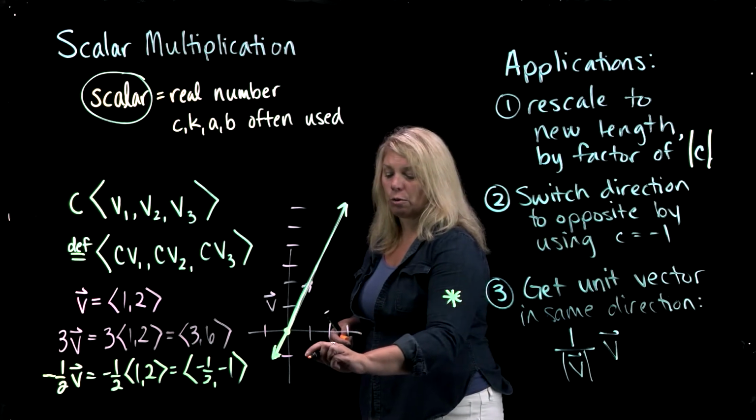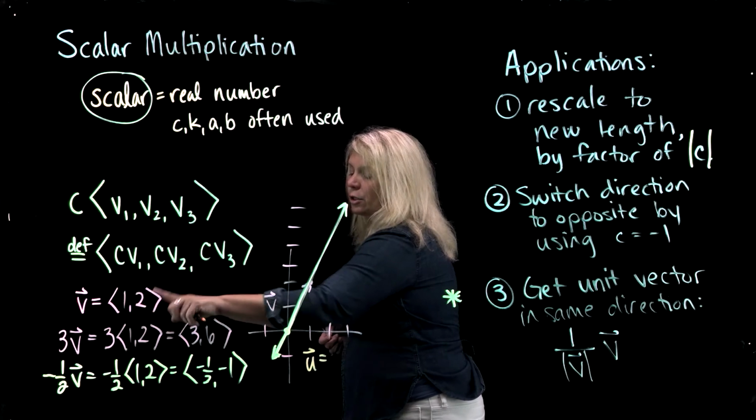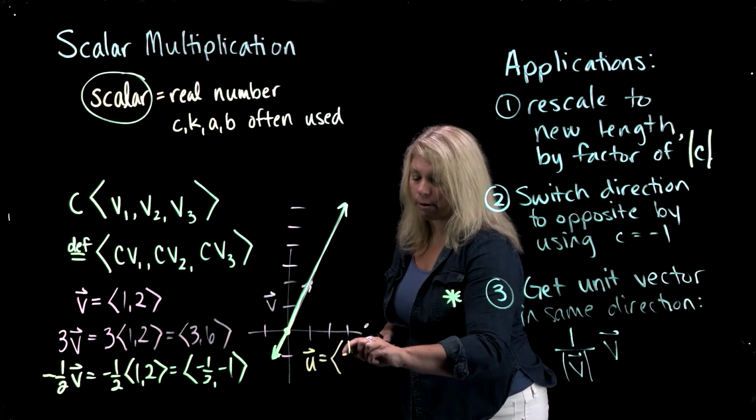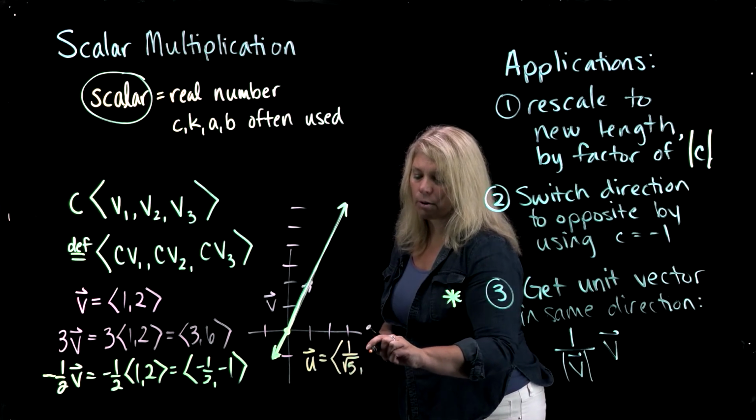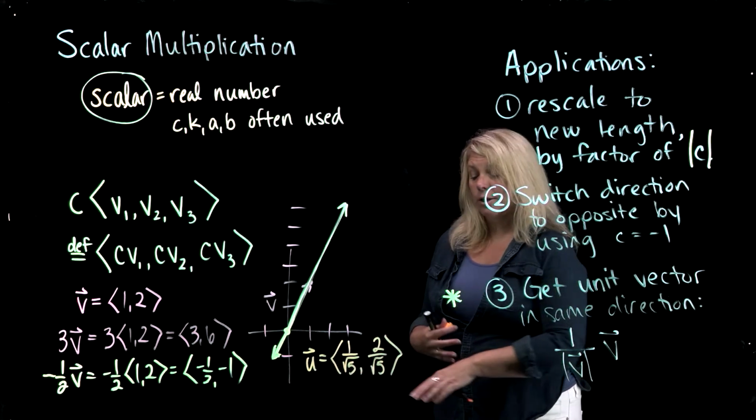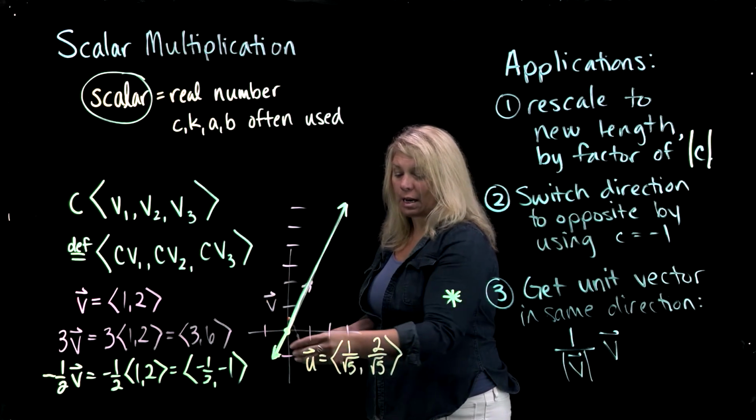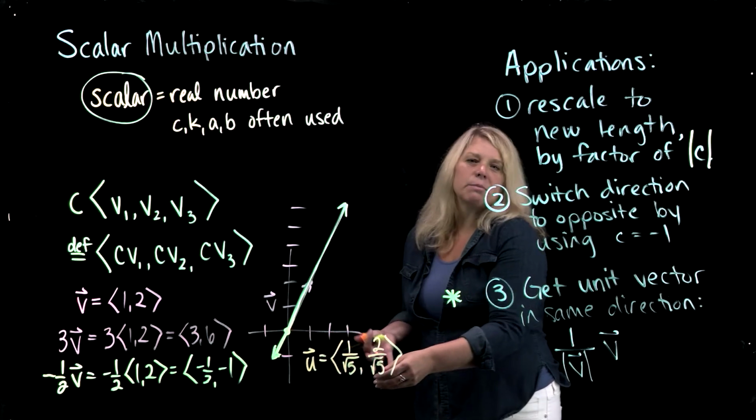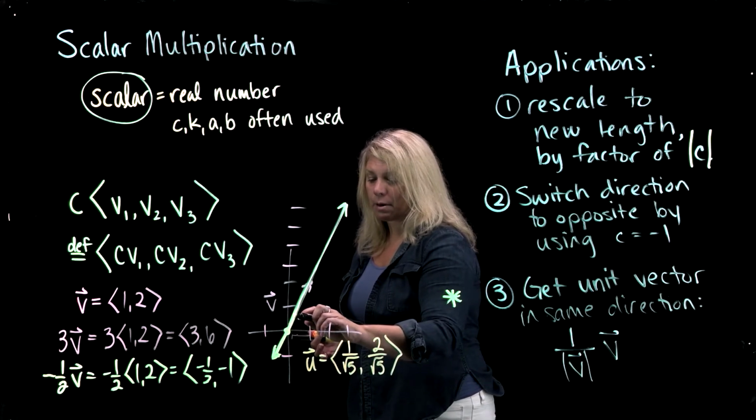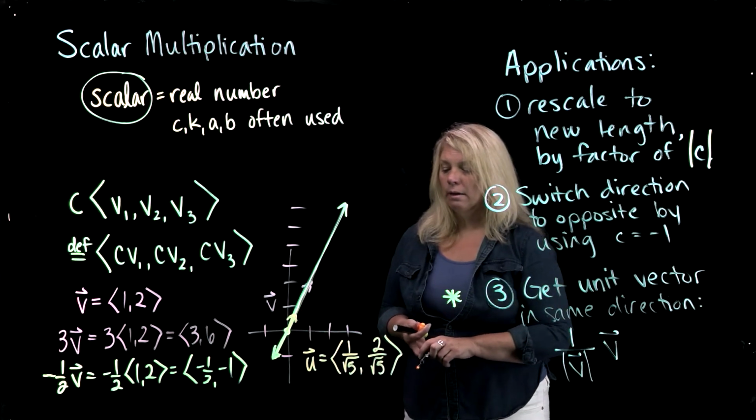I'll maybe label that u for unit vector by multiplying this vector here, 1, 2, by 1 over square root of 5. So if I go ahead and distribute that 1 over square root of 5 in, I get 1 over square root of 5, 2 over square root of 5. And you can verify by doing calculation that that vector has length 1, but that vector would be along my vector v, but length 1. So I maybe need some decimal approximations to help me a little bit here with where to plot that, but probably about right there would be that vector of length 1.